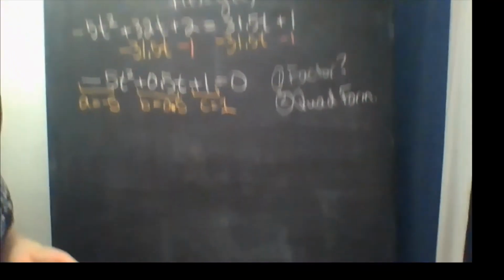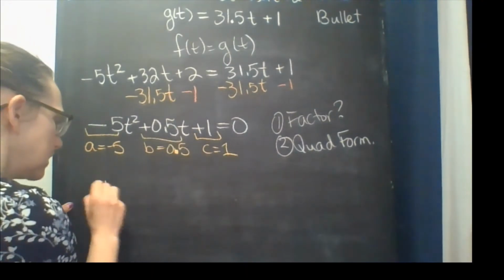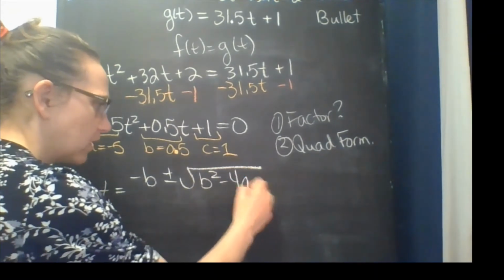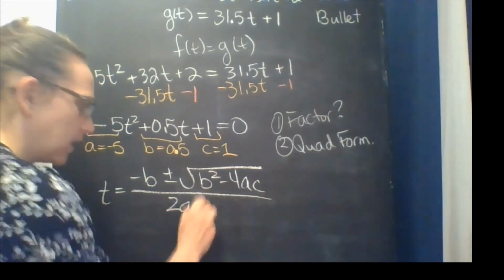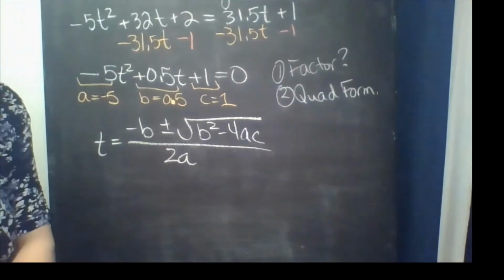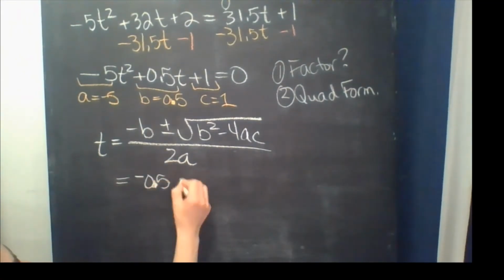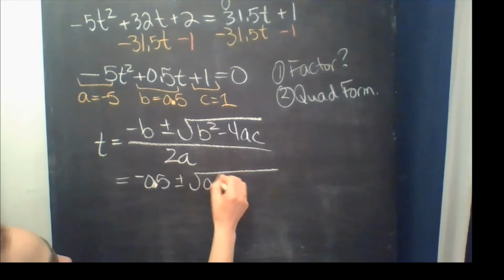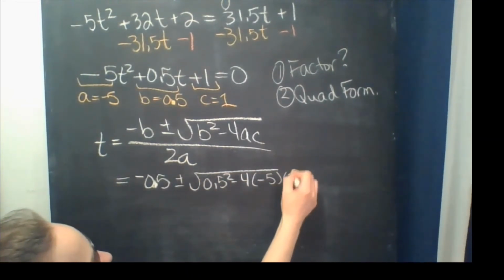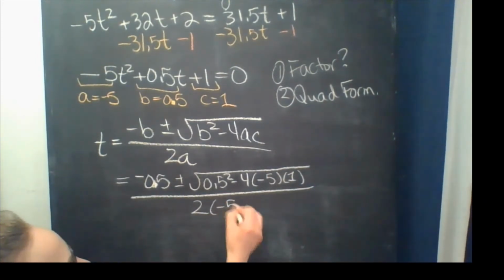So let's sub them into our quadratic formula. So let's see, we got t, so t equals negative b plus or minus square root b squared minus 4ac all over 2a. Okay, let's sub it in. t equals negative 0.5 plus or minus square root 0.5 squared minus 4 times a, which is negative 5, times c, which is 1, all over 2 times a, which is negative 5.